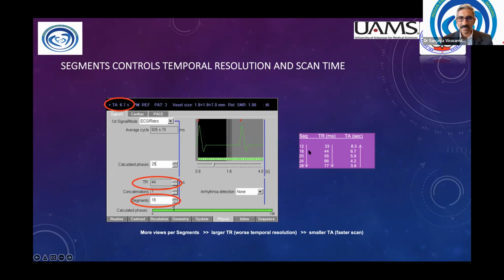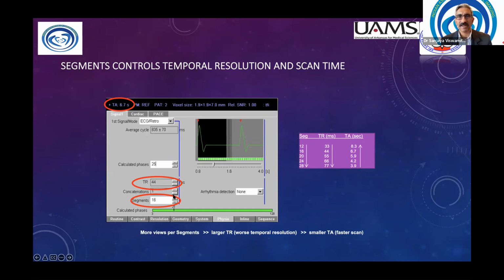This little table here will tell you what happens when I change the number of views per segment. As I increase the number of views per segment from 16 to 28, my temporal resolution worsens from 44 milliseconds to 77 milliseconds, with more blur artifact, for example. But my time of acquisition is now 3.9 seconds.